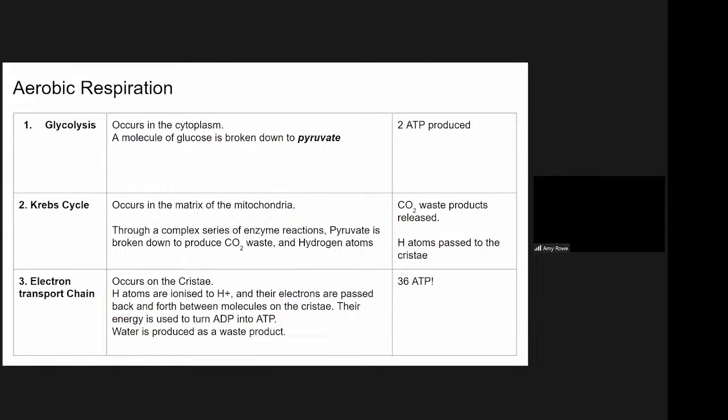Next, the pyruvate moves into the matrix of the mitochondria, and through a complex series of enzyme reactions that you guys don't need to know, pyruvate is then broken down to produce carbon dioxide and hydrogen atoms.